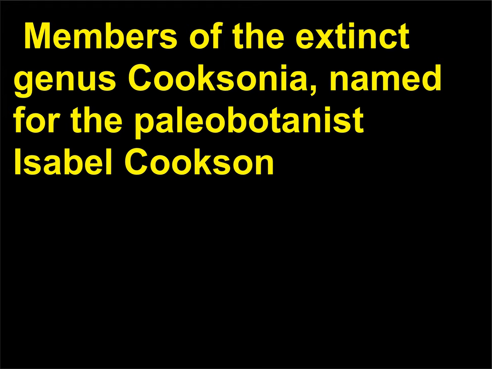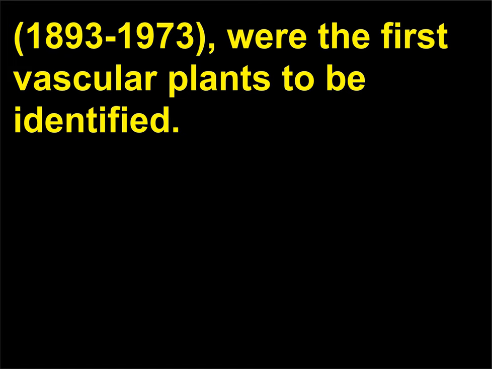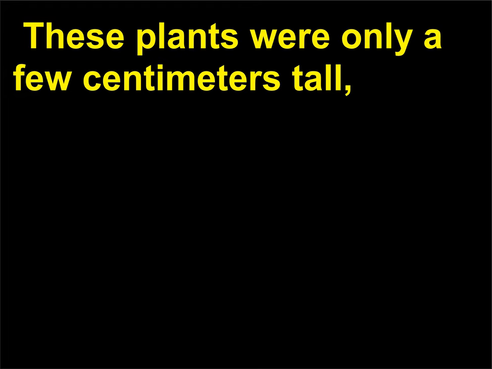Members of the extinct genus Cooksonia, named for the paleobotanist Isabel Cookson, 1893 to 1973, were the first vascular plants to be identified. These plants were only a few centimeters tall, with water-conducting cells present in their stems but without roots and leaves.